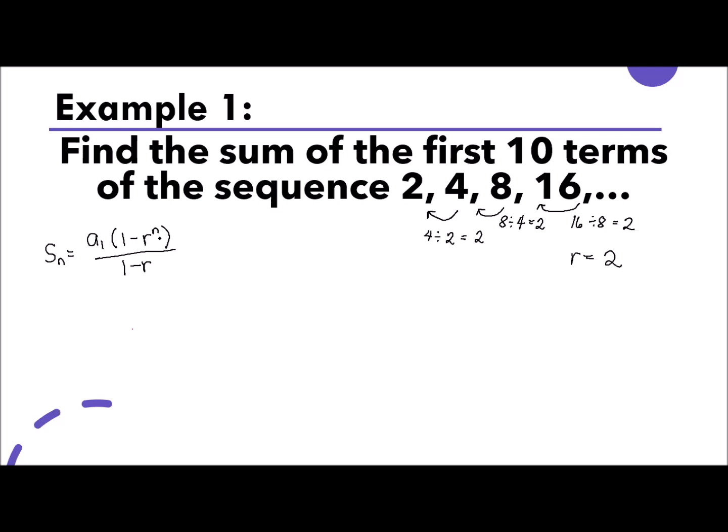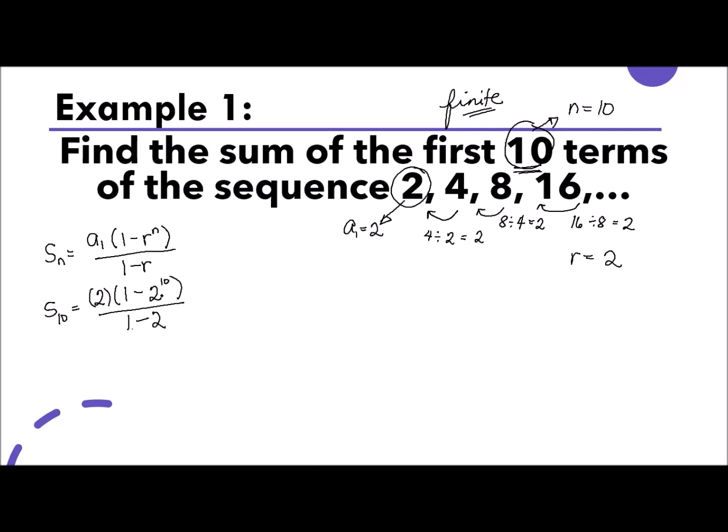But what is our n? Ano ang value ng n natin? So, ang sabi, first 10 terms. Okay? N is equal to 10. Kaya siya naging finite. Kasi definite. Hanggang 10 terms lang. Okay? And then, what is our first term? Our first term is 2. Okay? So, let us now substitute. So, S sub 10 is equal to, what's our first term? We have the 2. And then 1 minus, the ratio is 2. And then, the number of terms is 10. Over 1 minus 2. Okay? Can you get it?